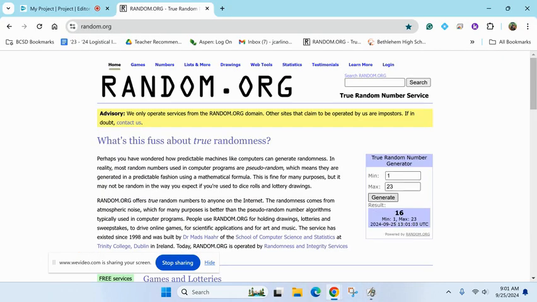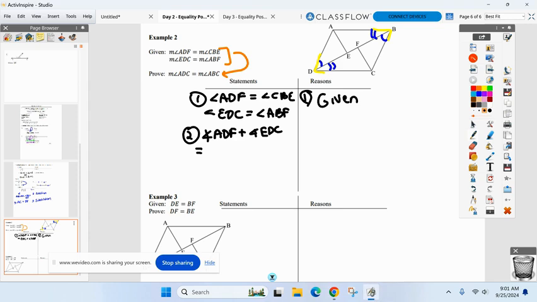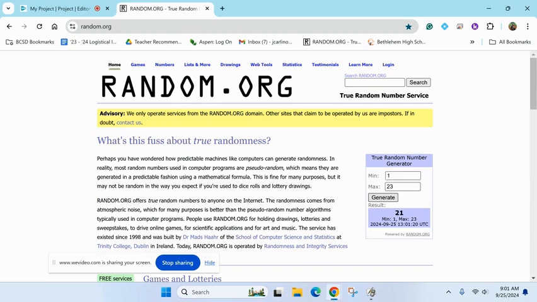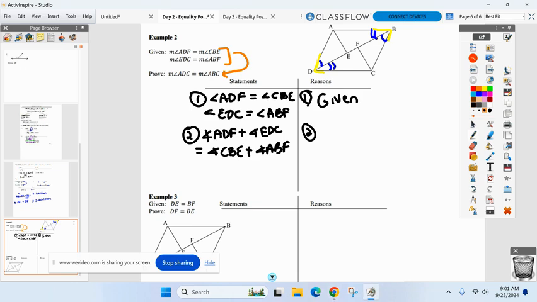Here we go. Alex, what other 2 angles if I added them together? CBE plus ABF together. And what's my reason? What allows me to do that? That's a true statement because of what? That is a true statement because of, Alex?